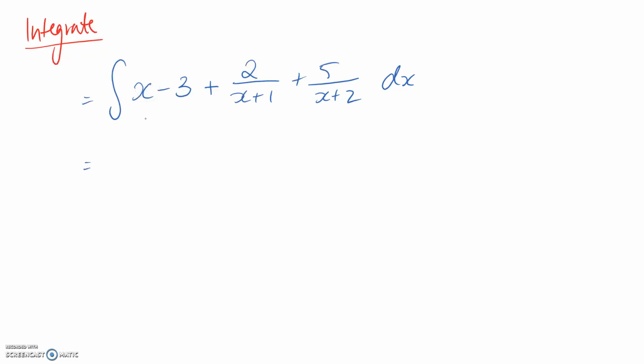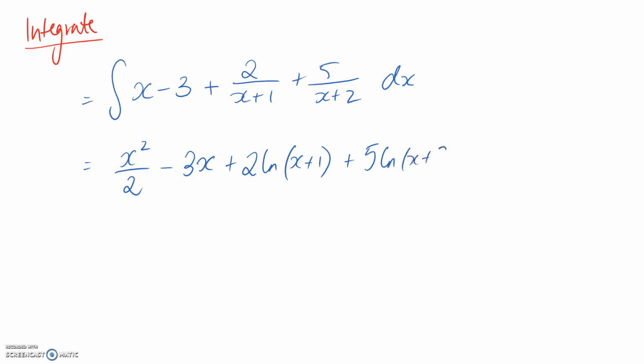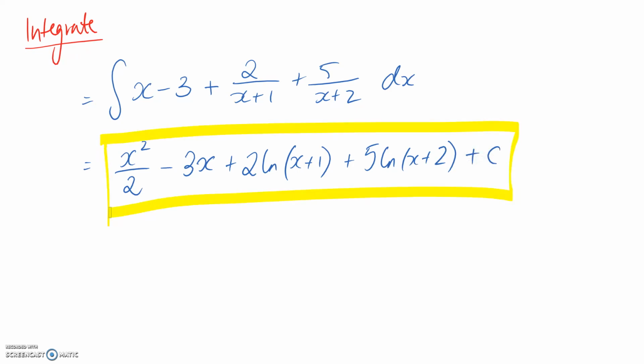So this is just a polynomial one where we can add 1 to the power and divide by the new power. So x squared on 2. Same here, when we apply that rule, we're going to end up with just 3x. These ones, we're going to need to apply our log. So we can write this as being equal to 2, that's the constant that stays out the front, outside of the natural log of x plus 1, plus this one, the constant stays out the front, multiplied by the natural log of x plus 2. And because it's an indefinite integral, we're going to end up with the plus c. So this would be the answer for that integration.